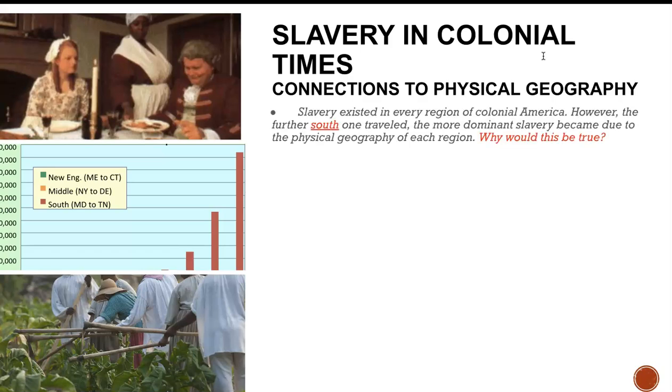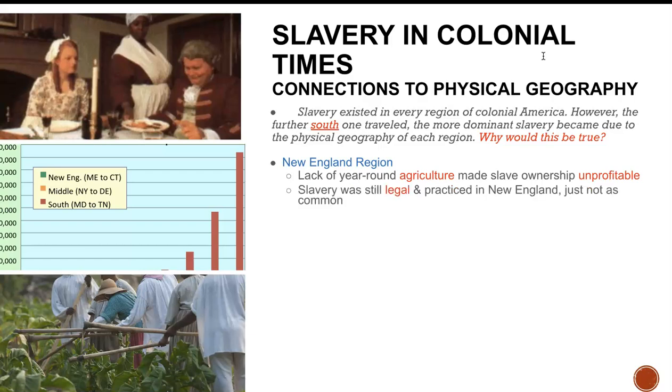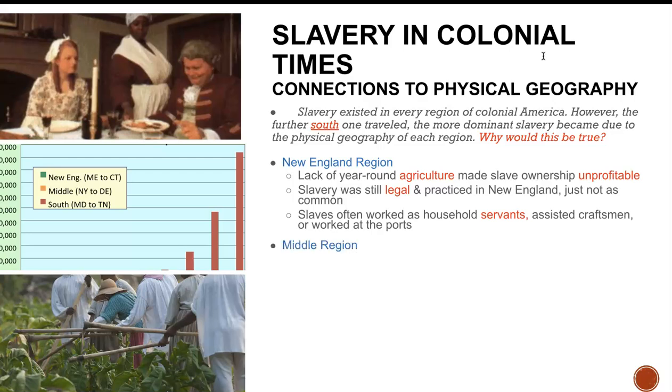Slavery in colonial times. Slavery existed in every region of colonial America. However, the further south one traveled, the more dominant slavery became due to the physical geography of each region. Why would this be true? Let's look at each region. New England. Lack of year-round agriculture made slave ownership unprofitable. Slavery was still legal and practiced in New England, just not as common. Slaves often worked as household servants, assistant craftsmen, or worked at the ports.